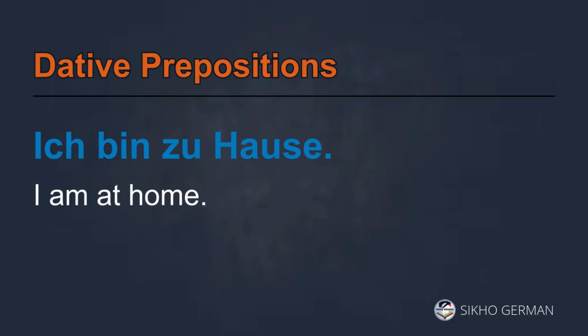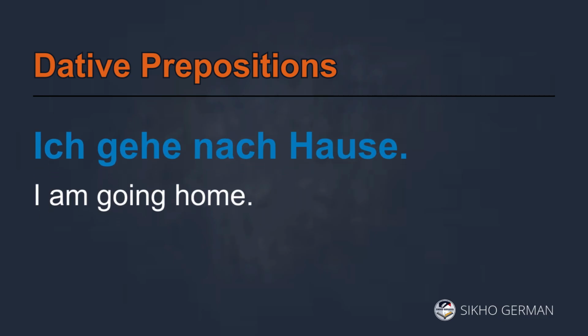Ich bin zu Hause. I am at home. This is a fixed expression. Zu Hause means at home. Notice, Hause is an old dative form of house. This is the standard way to say at home in German. When you want to say going home, you say nach Hause.